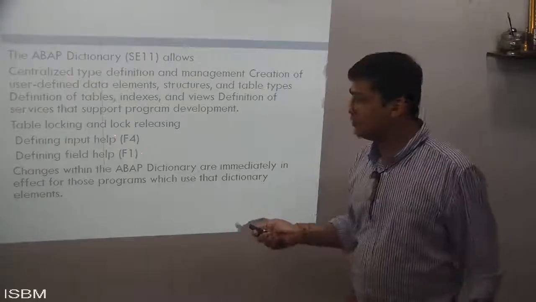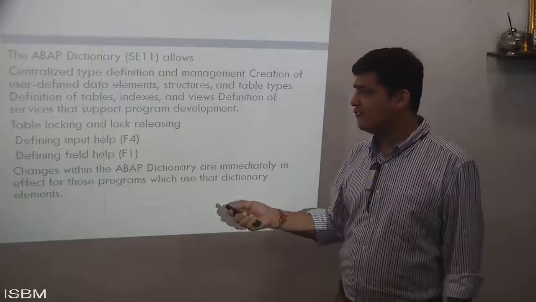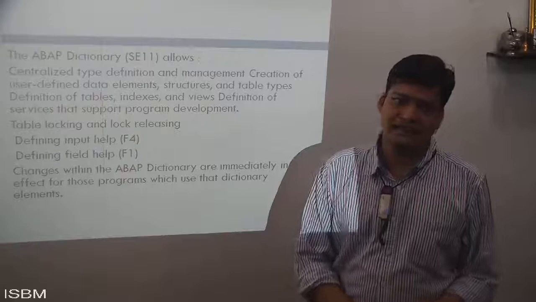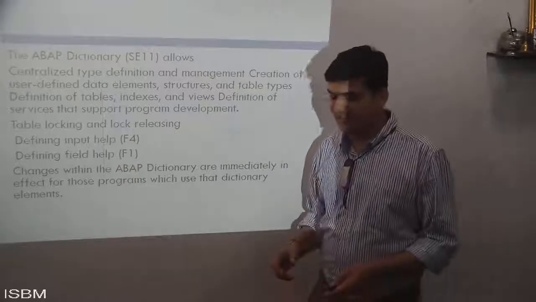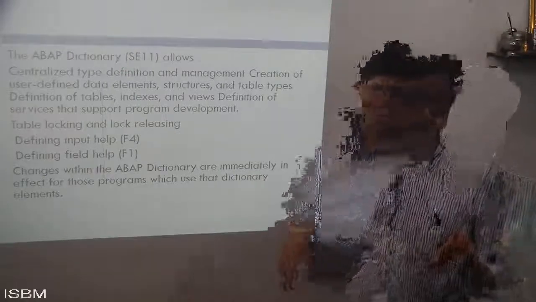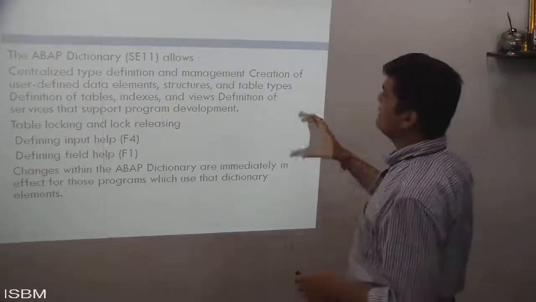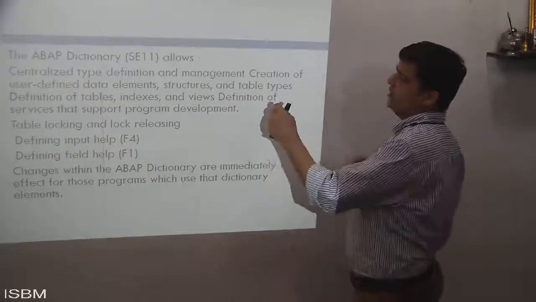There are two terms used over here: the defining input help, which is F4, and the defining field help, which is F1. What actually happens in SAP is that there is an F4 help, in the sense that you have to press the F4 button on your keypad. You will find, just like there is a field, and in the field there is a tab.